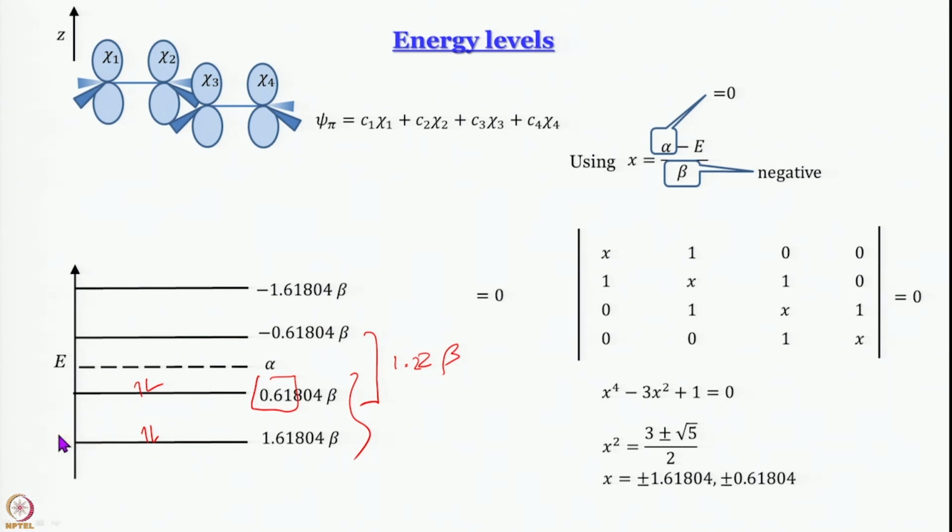Okay. So, if you know the energy gap, you can find out beta, if you know beta, you can find out the energy gap. So, these are the energy levels. Next, we have to worry about wave functions, what do the wave functions look like, and more importantly we learn what kind of information about the molecule we can get from these wave functions.